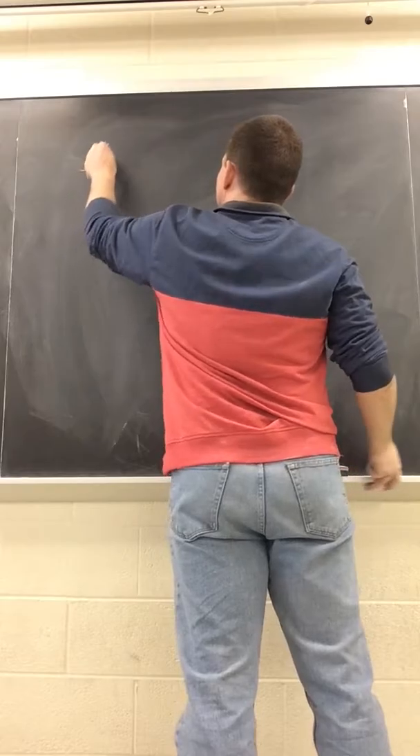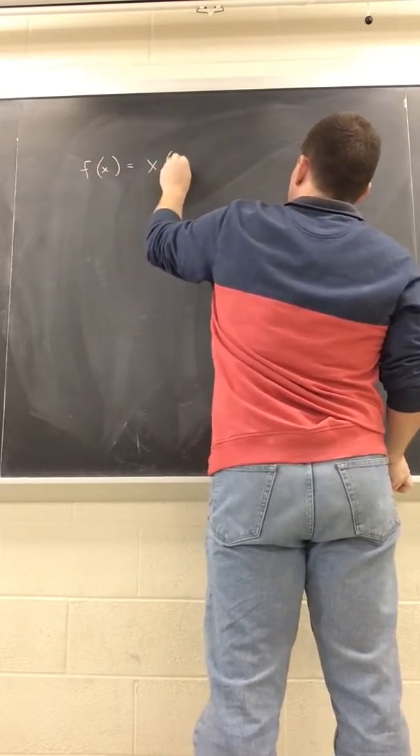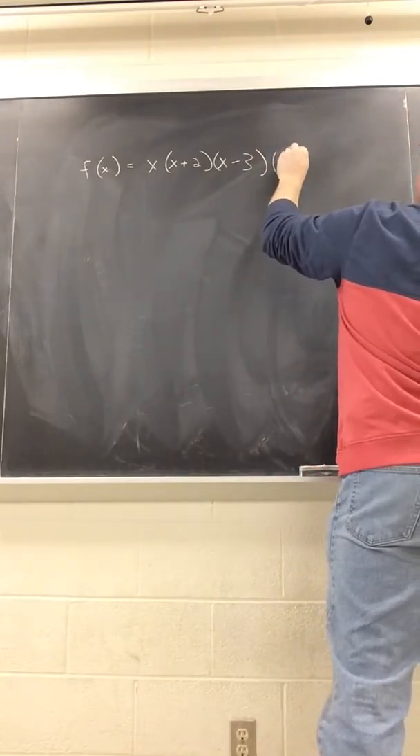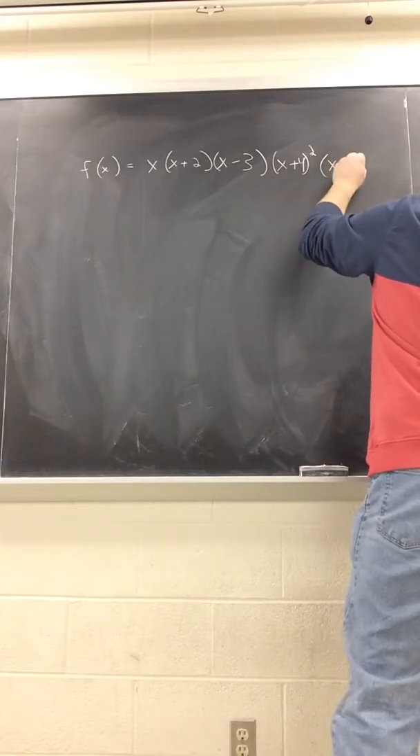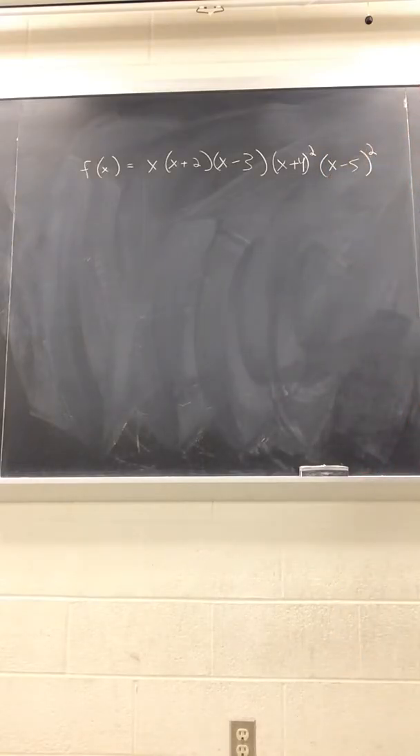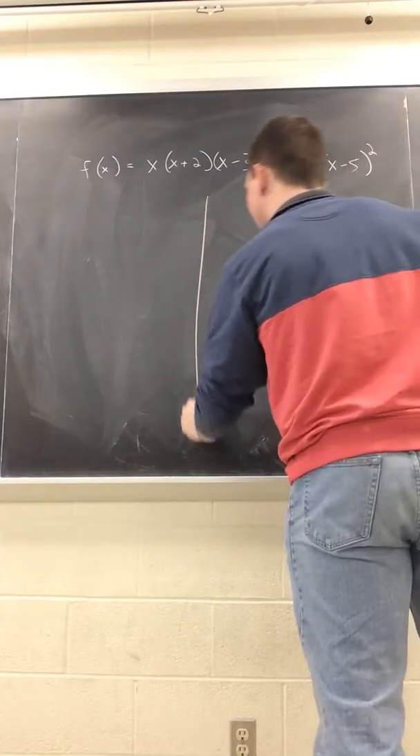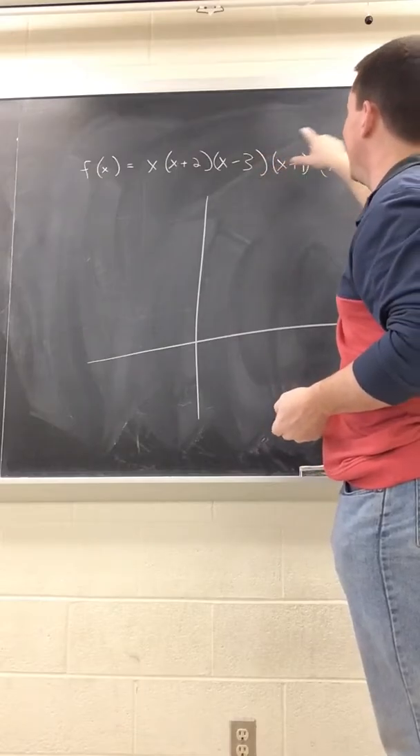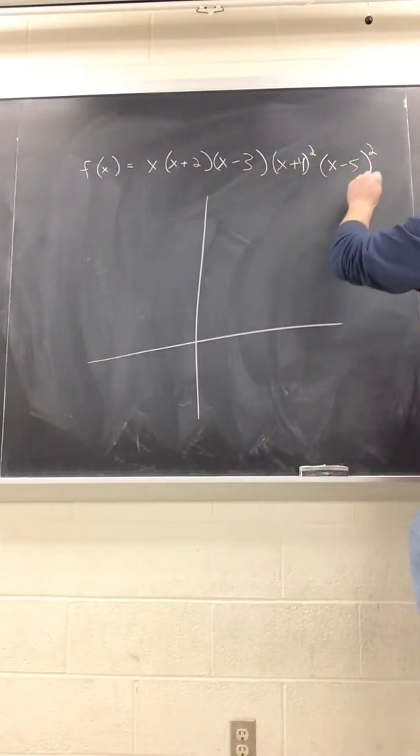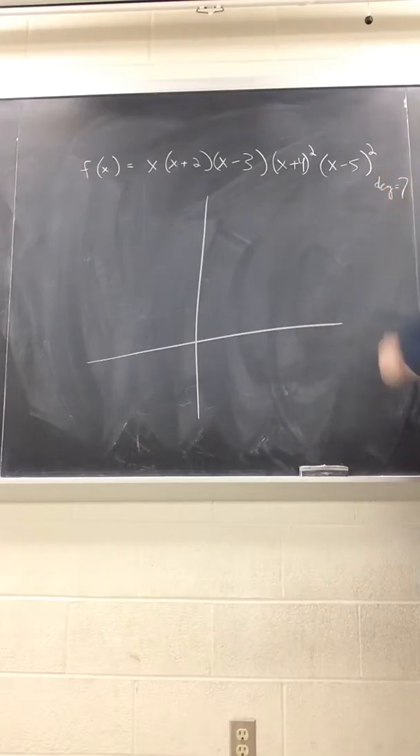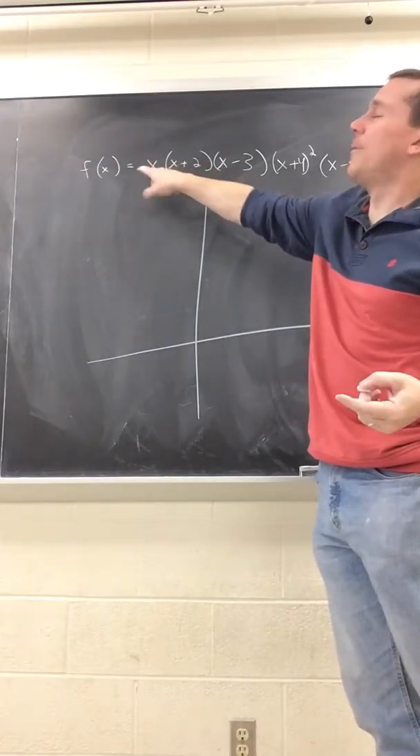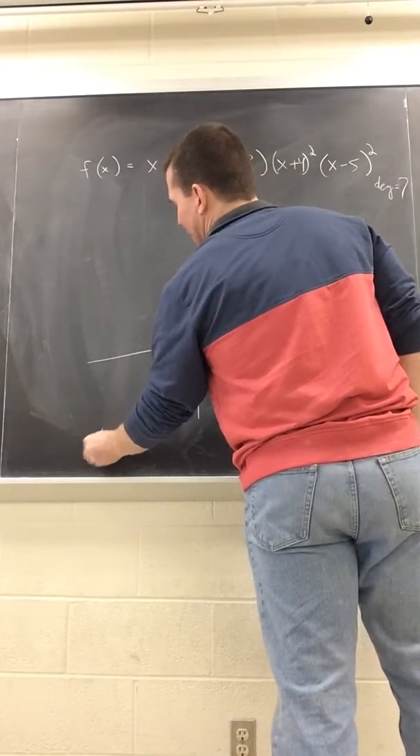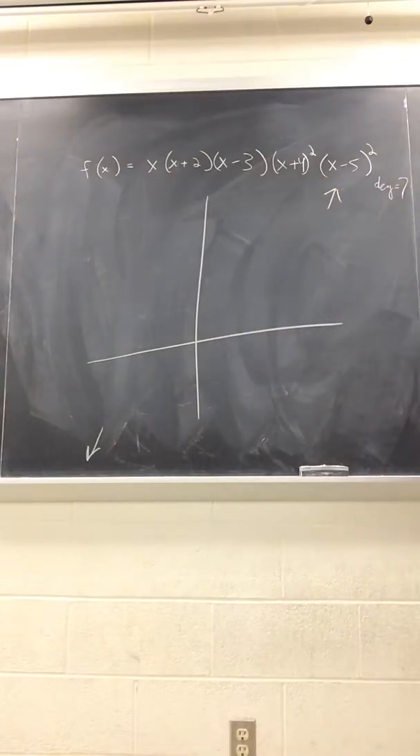Let's say we have f of x equals x times x plus 2 times x minus 3 times x plus 4 squared times x minus 5 squared. There we go. So first off, find my degree. Count the powers. 1 plus 1 is 2 plus 1 is 3 plus 2 is 5 plus 2 is 7. My degree equals 7, so it's odd degree. Leading coefficient's positive. So it's a regular odd degree. It's like a regular cubic. So draw an arrow going down, an arrow coming up.